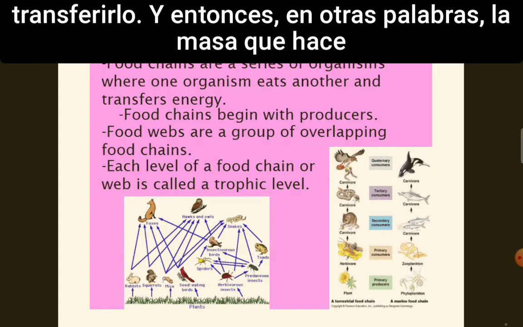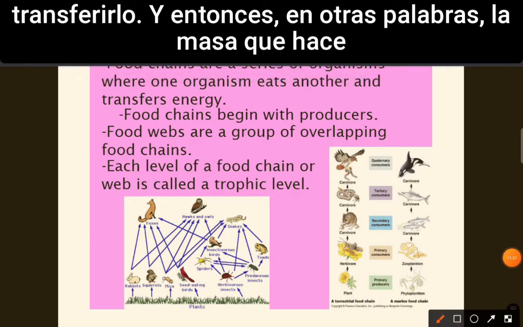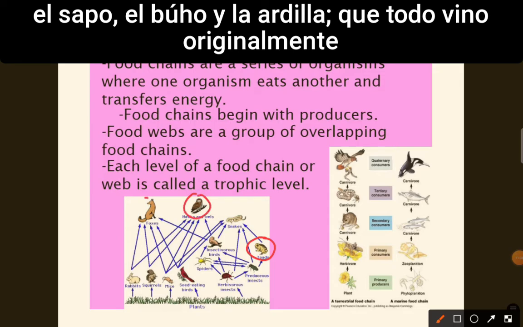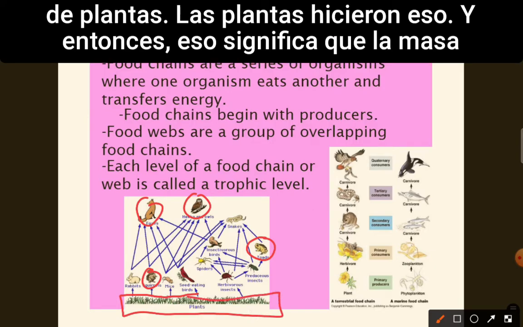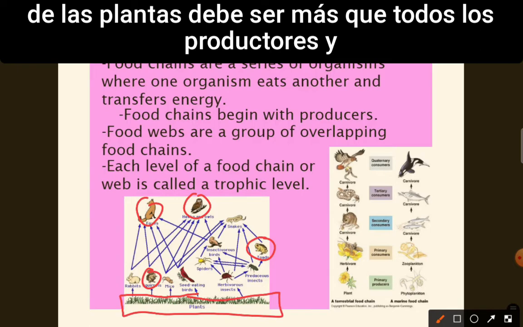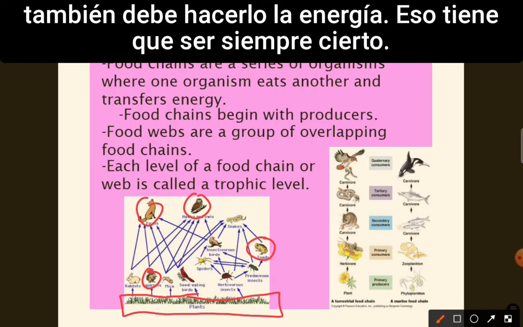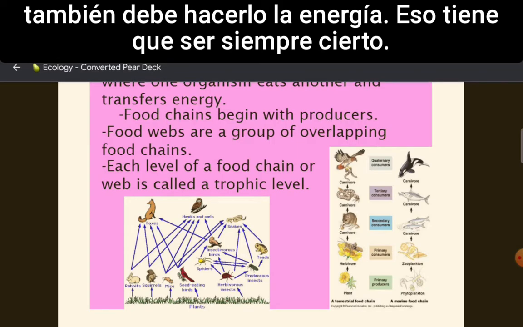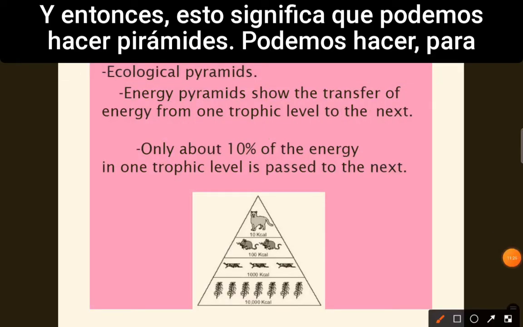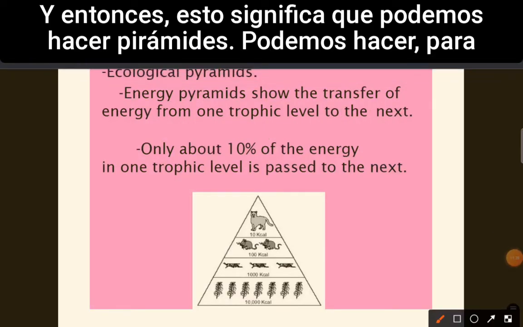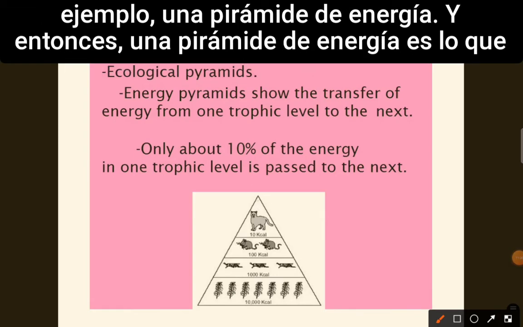And so in other words, the mass that makes the toad and the owl and the fox and the squirrel, that all came originally from plants. Plants made that. And so that means that the mass of the plants must be more than all of the consumers, and so must the energy. That has to always be true. And so this means that we can make pyramids. We can make, for example, an energy pyramid. And so an energy pyramid is what I just described.